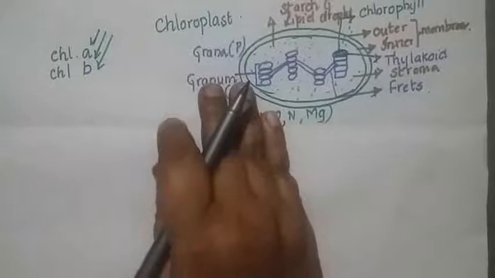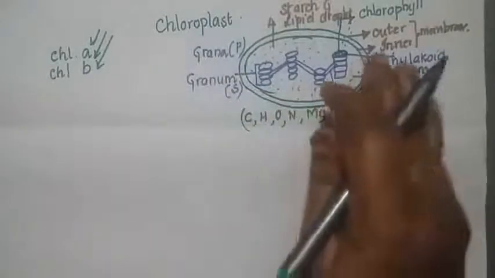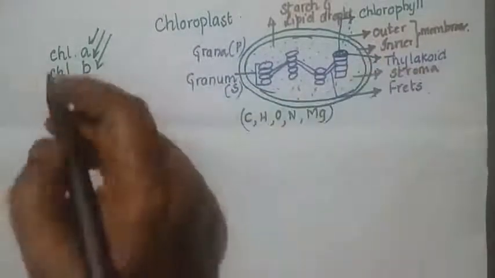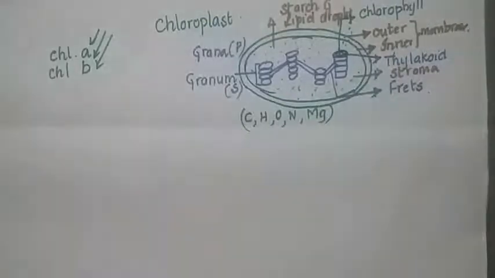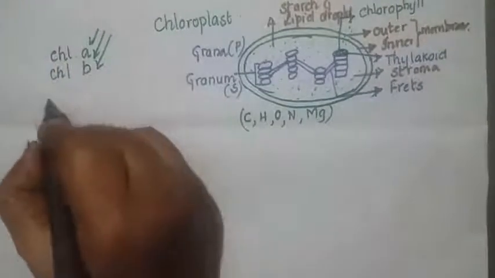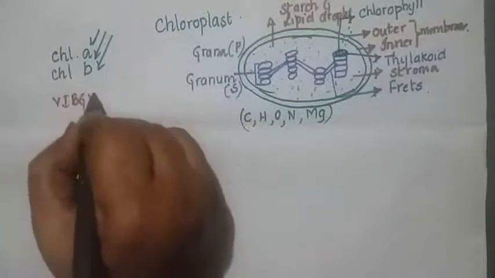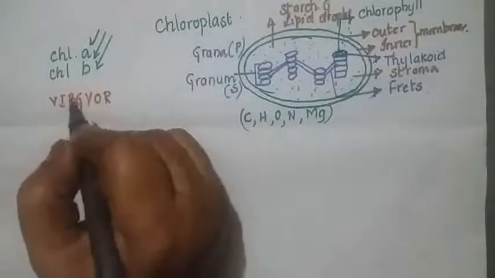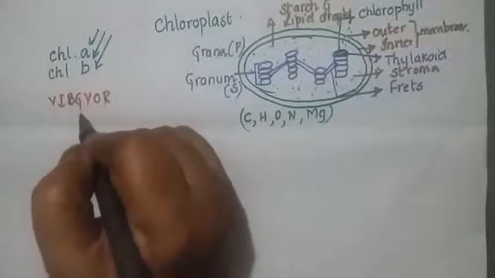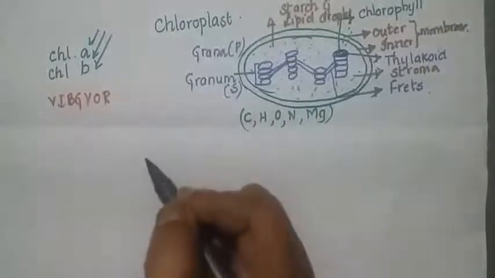When chlorophyll is exposed to the visible light. What is the meaning of visible light? The visible light comprises the colors, what we write as VIBGYOR. So it is made up of 7 different colors.